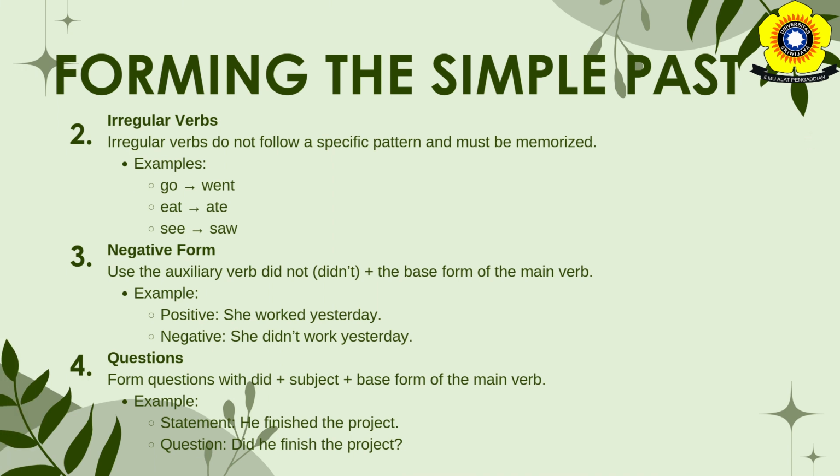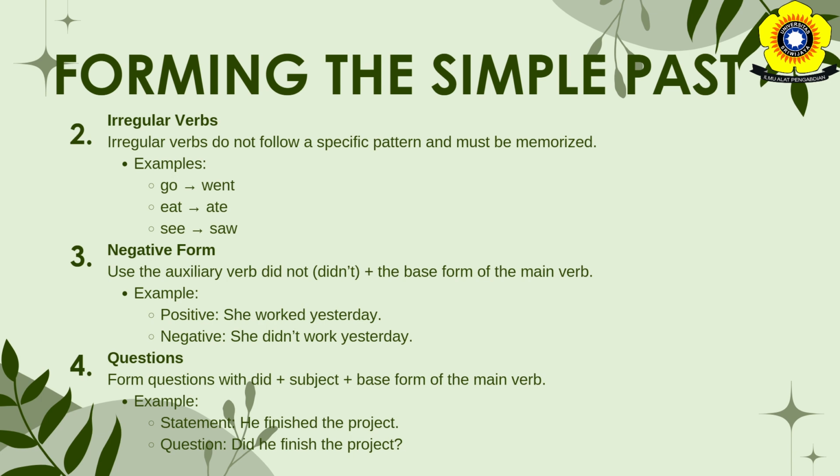2. Irregular verbs. Irregular verbs do not follow a specific pattern and must be memorized. Examples: go, went. Eat, ate. See, saw. 3. Negative form. Use the auxiliary verb did not, or the contraction didn't, plus the base form of the main verb. Example: positive, she worked yesterday. So the negative form is she didn't work yesterday, or she did not work yesterday.